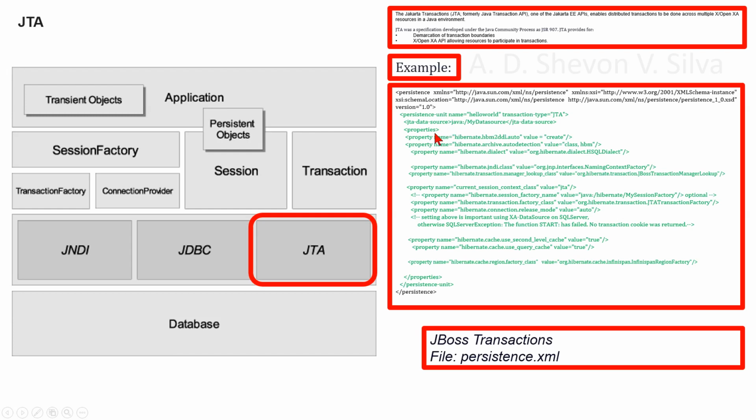Properties. The properties element is used to specify vendor specific properties. This is where you will define your Hibernate specific configurations. This is also where you will have to specify JDBC connection information as well.